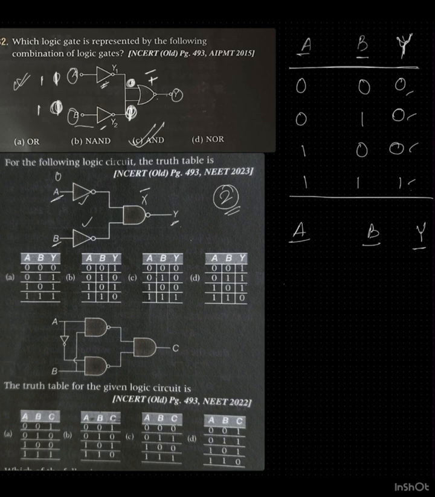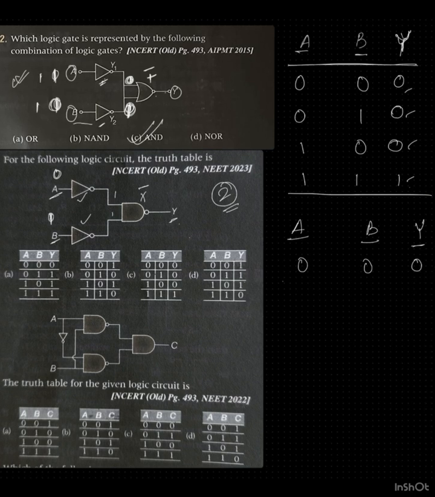So if you take 0, 0, this 0 will become 1 here, this 0 will become 1 here. Then 1 into 1, multiply, you will get 1, inverted, you will get 0. Then if we take the next combination, 0 and 1, this one will become inverted 1 here and this 1 will become inverted 0 here. Now 1 into 0, if you multiply, you will get 0, inverted, you will get 1. So if you take 0, 1, you will get 1.